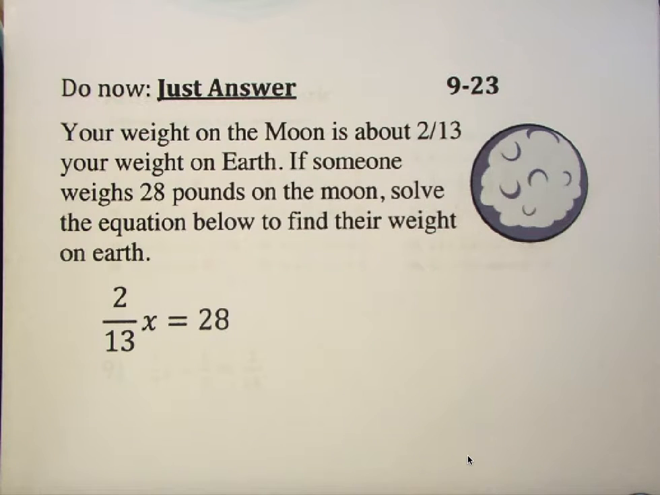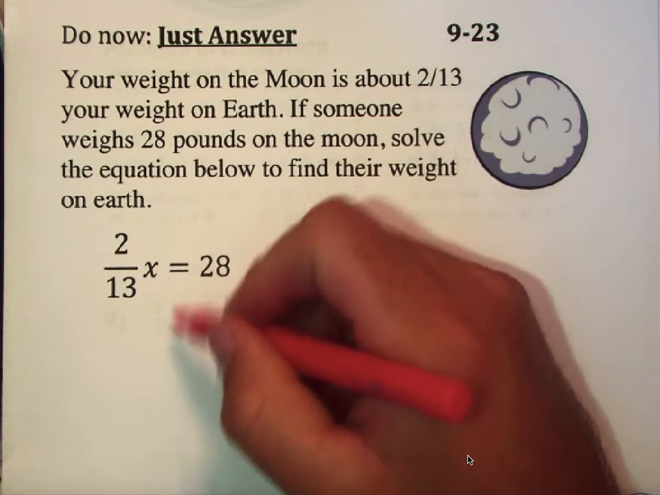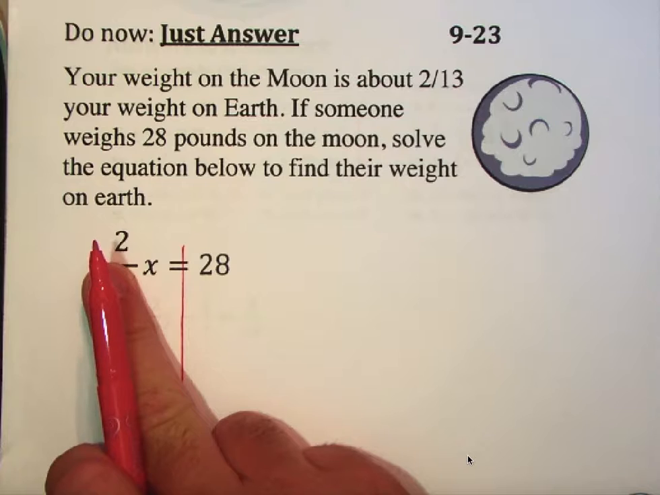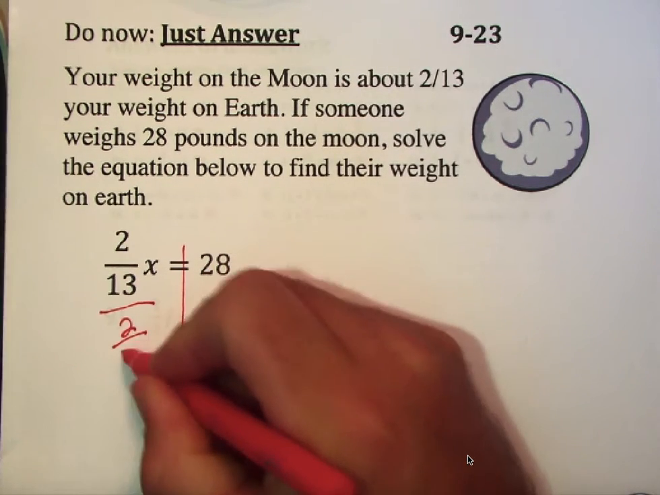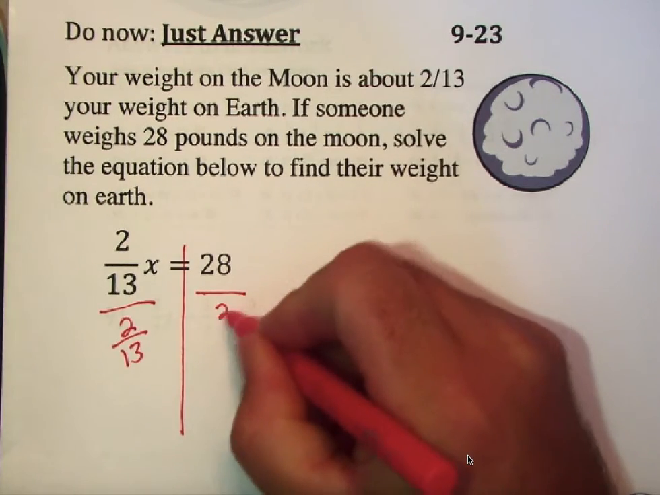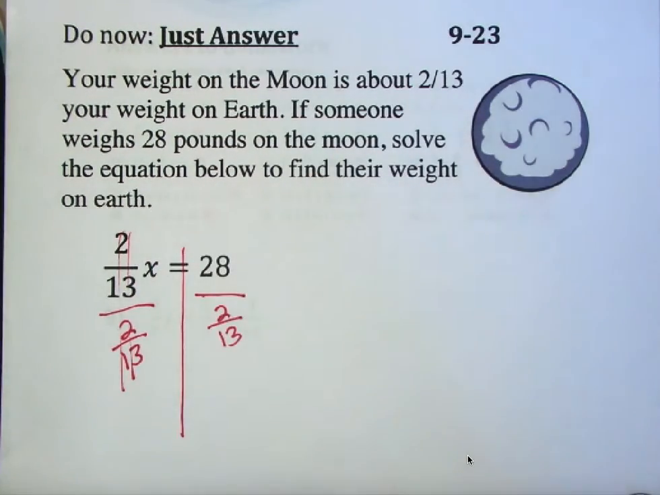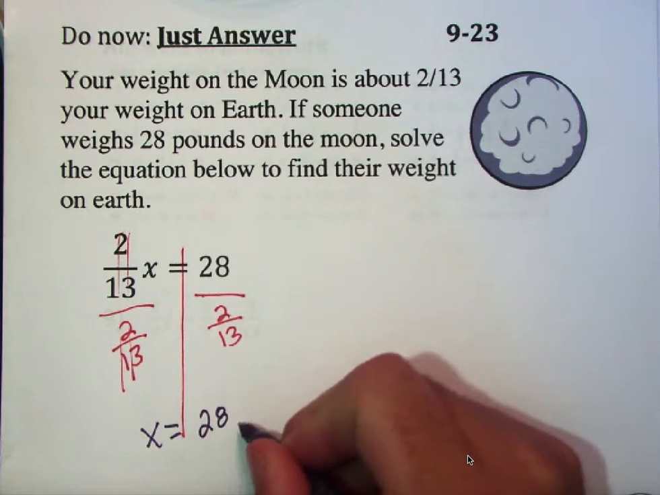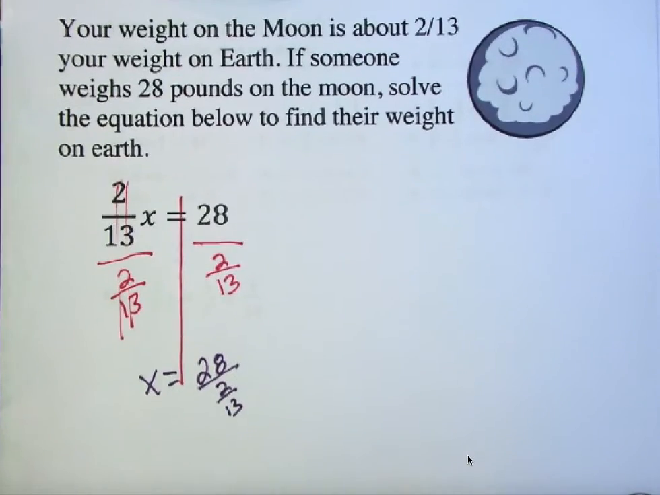Okay. So we talked about this yesterday. I wanted to bring it back. How do we solve this equation? Well, if it was just 2x, we would divide both sides by 2, but it's 2/13 x, so we can still do the same thing. Divide both sides by 2/13. 2/13 divided by 2/13 cancels out. We get x equals 28 over 2/13, which is kind of tricky.